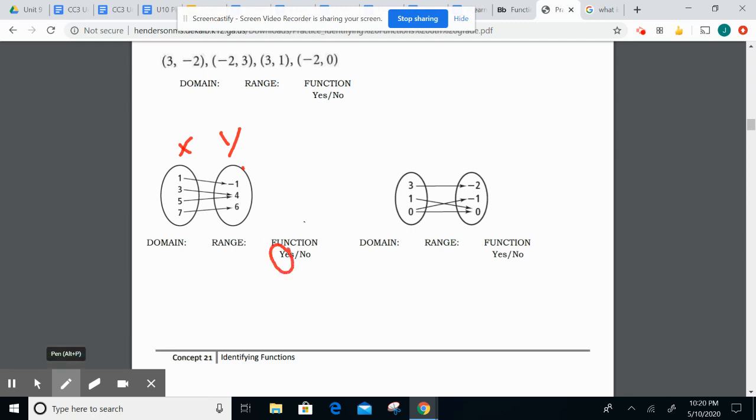Yes. This one though, when we plug in a 3, we get a -2. When we plug in a 1, we get a -1. So far, we're okay.